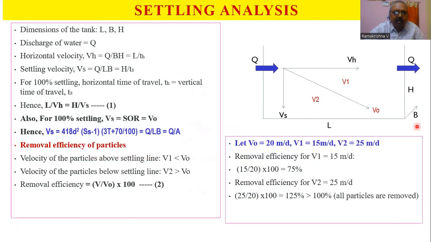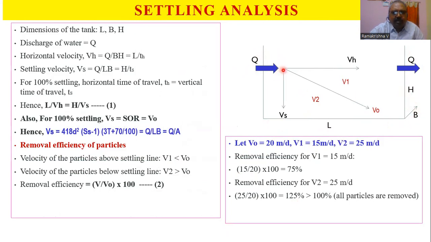Now let us see the settling analysis part. So let us assume a tank you are considering, so that a raw water flow of Q is now entering and leaving a tank of dimensions length L, width of the tank B, and water depth H. So the volume of the tank is nothing but LBH.